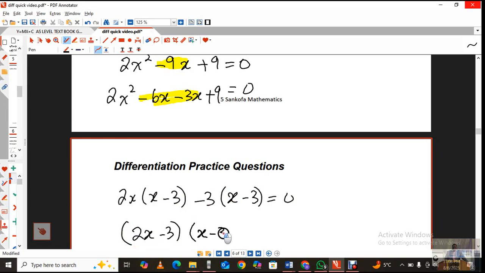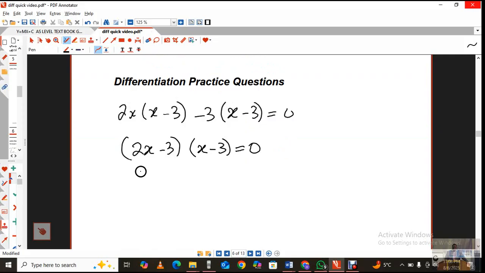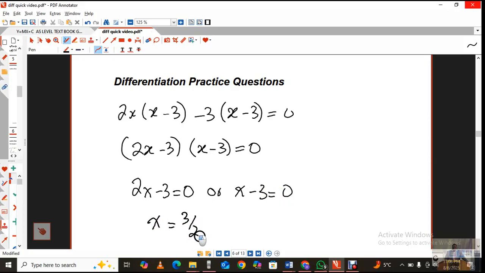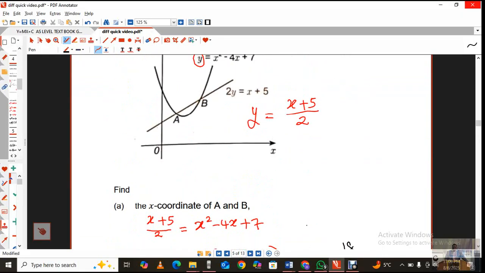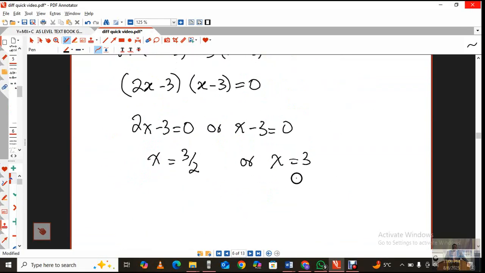But of course, let's just do it step by step. This is ordinary level. As an AS level candidate, I do expect that you know you can calculate these answers very easily, even by means of inspection. So x minus 3 equals 0 gives one value of x equal to 3, or the other value, 2x minus 3 equals 0, so x is 3 halves. That's moving the 3 and dividing by 2. These are the solutions: x equals 3, and the other one is 1.5.